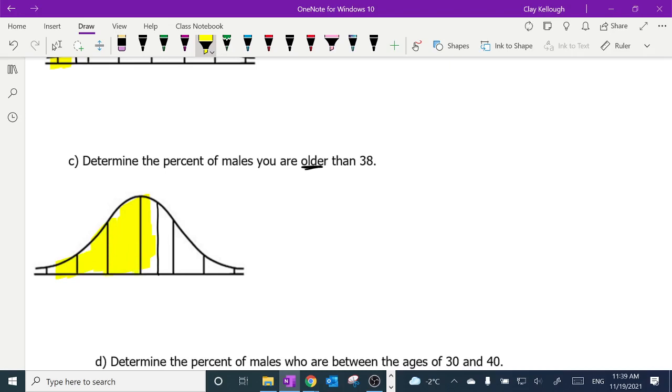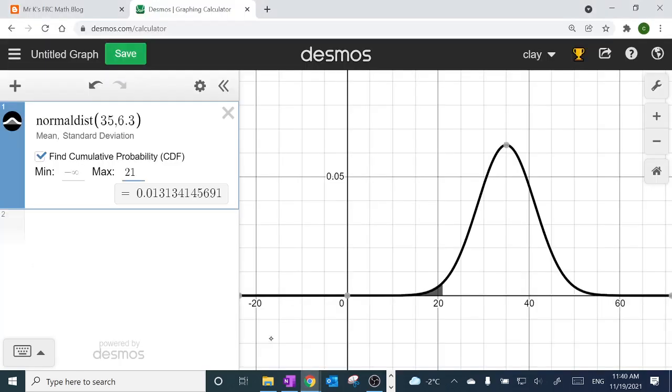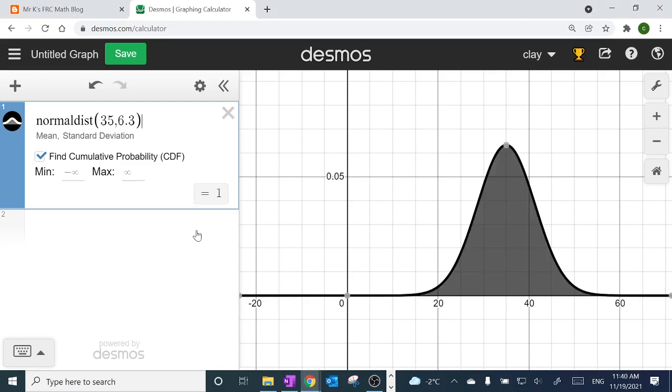Well, if it's half in the middle, then what is it? It's going to be like 50% plus half of 34%. Yeah. So 50 and 17, I'm expecting maybe 67%. That's my estimate. Let's see what we get. Go to Desmos. And now, what's different about this one? This time, my maximum is infinity, but my minimum is 38. Everybody older than 38.